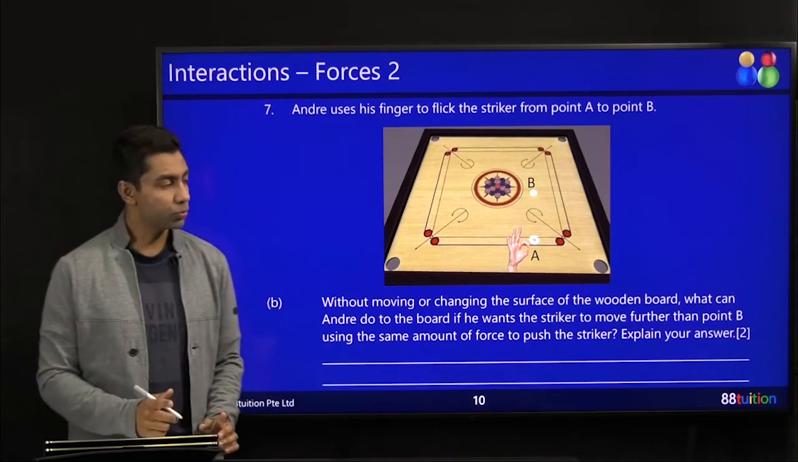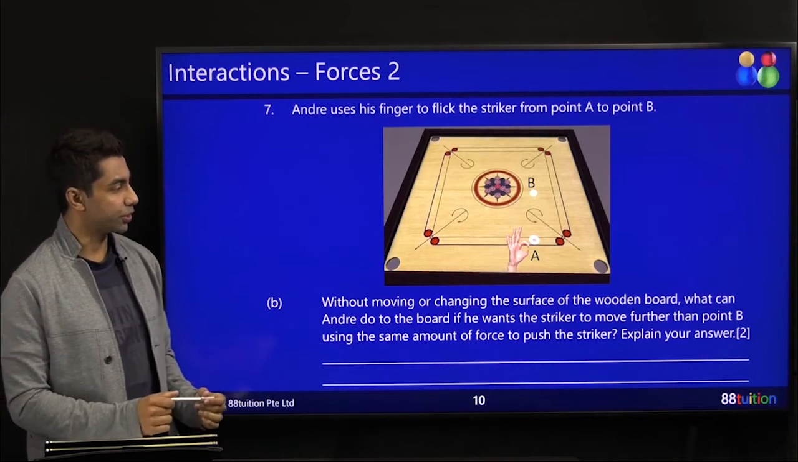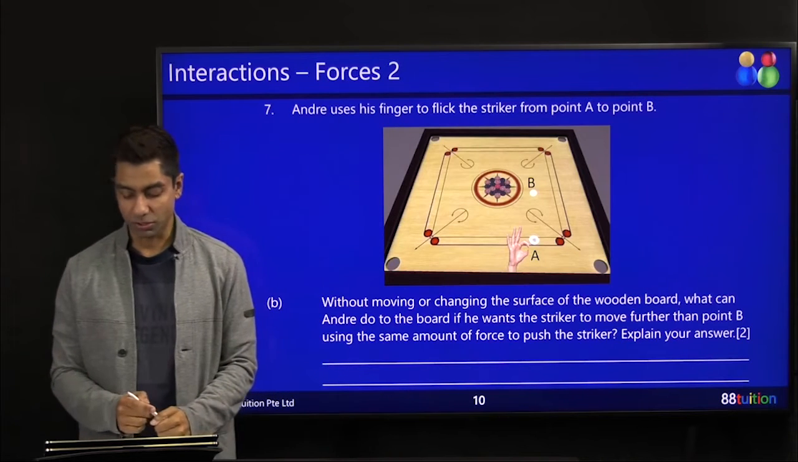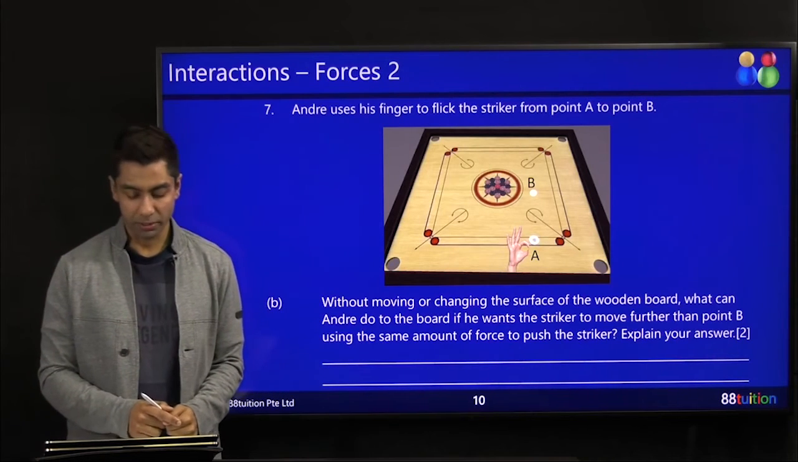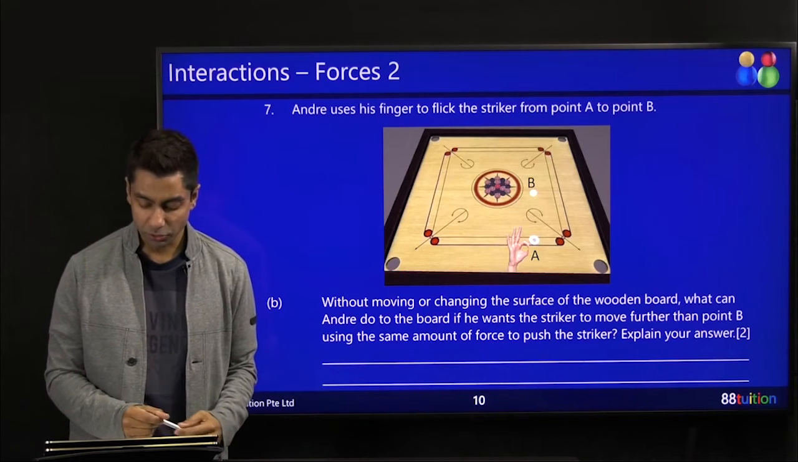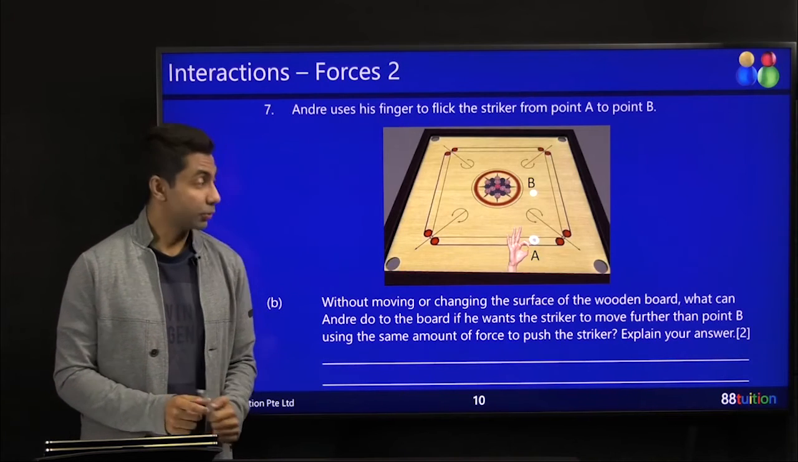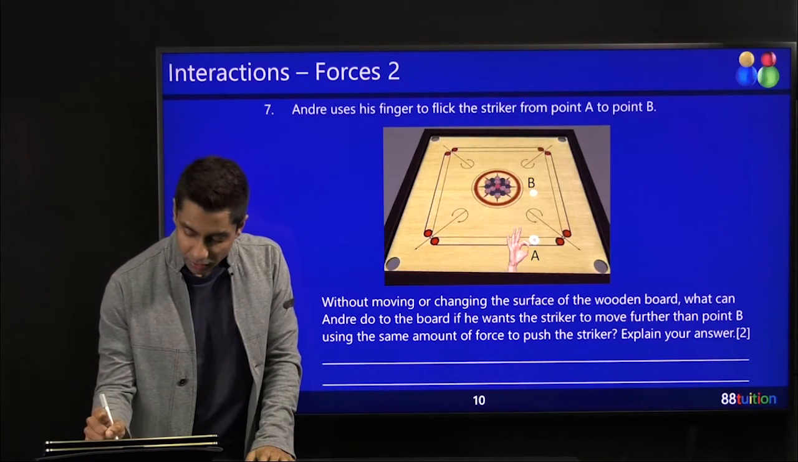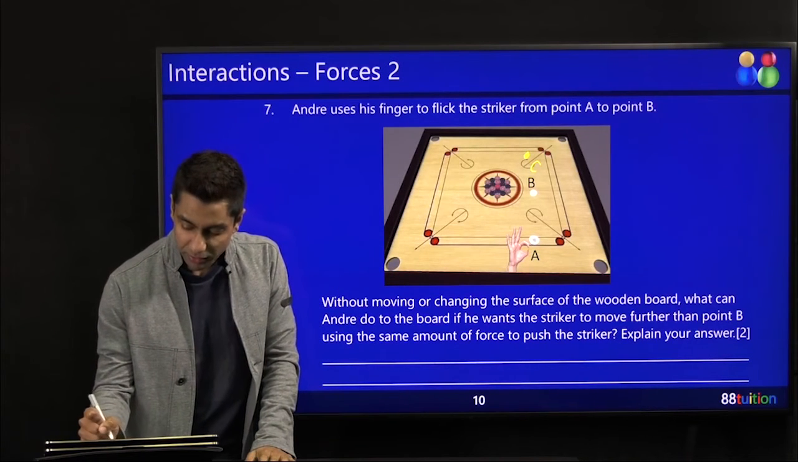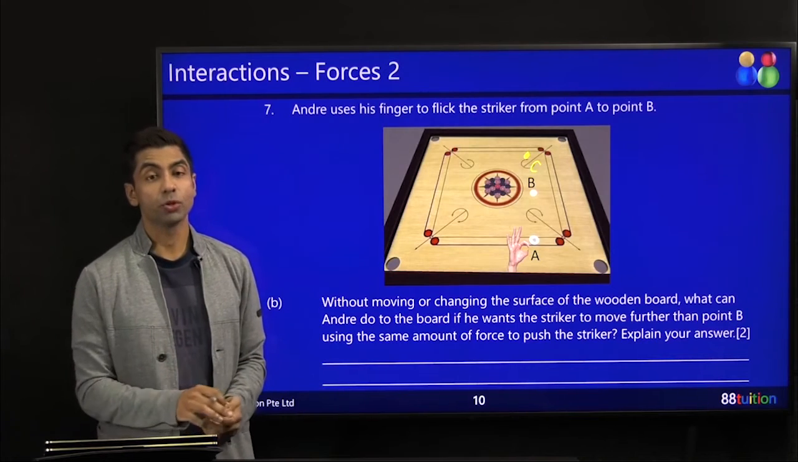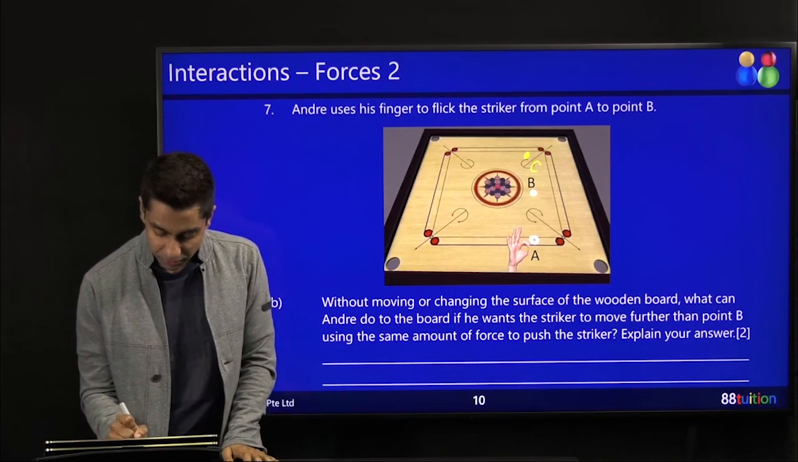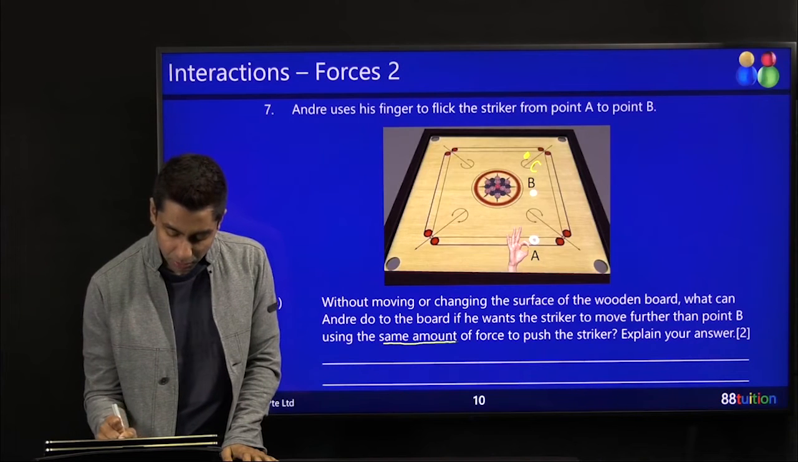Great. Now, without moving or changing the surface of the wooden board, what can Andre do to the board if he wants the striker to move further than point B, using the same amount of force to push the striker? Well, he wants it to move further than point B, maybe to somewhere here, okay, point C. You want it to move further, you apply more force, right? You push it further, push it harder. But here he says same amount of force.